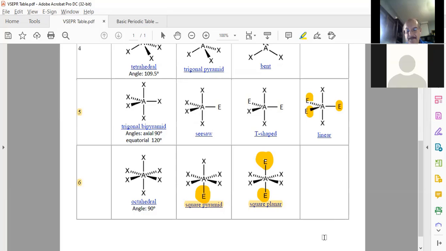Okay? All right, I'm going to come back here and see if there's any questions. I had a curiosity question. Sure. So regarding the lone pair, it makes the compound not symmetric because of the repulsion.